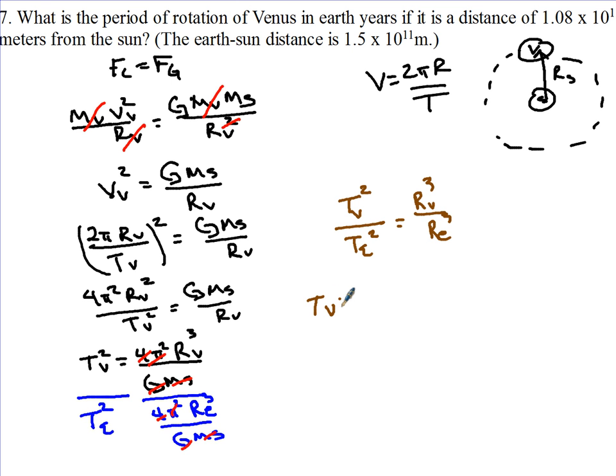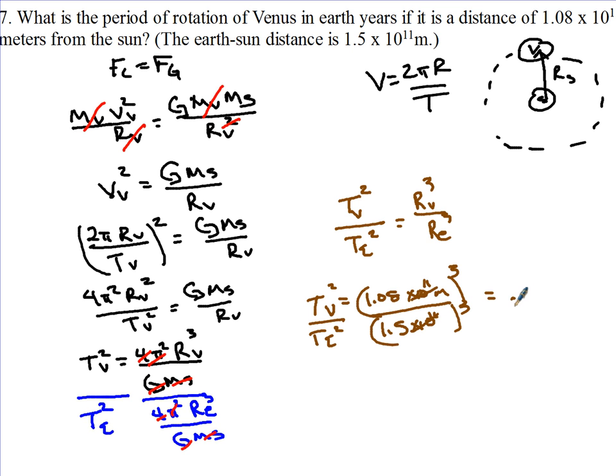So the period of Venus squared divided by the period of the Earth squared is going to be the radius of Venus, or 1.08 times 10 to the 11th meters cubed, divided by, let's see, the Earth's sun distance, 1.5 times 10 to the 11th cubed. Now you see the beauty here is these are going to cancel. All right, so 1.08 divided by 1.5 is what? This is 0.72 cubed.